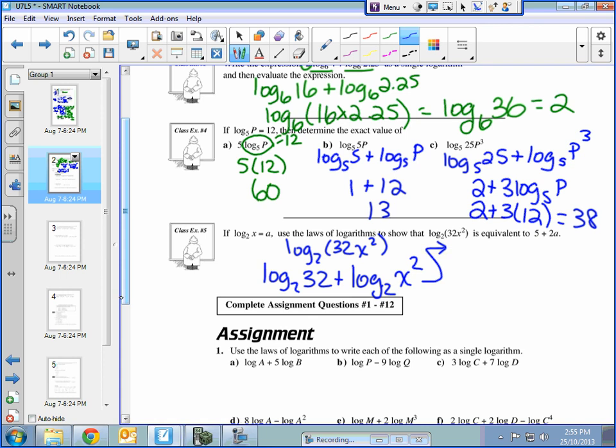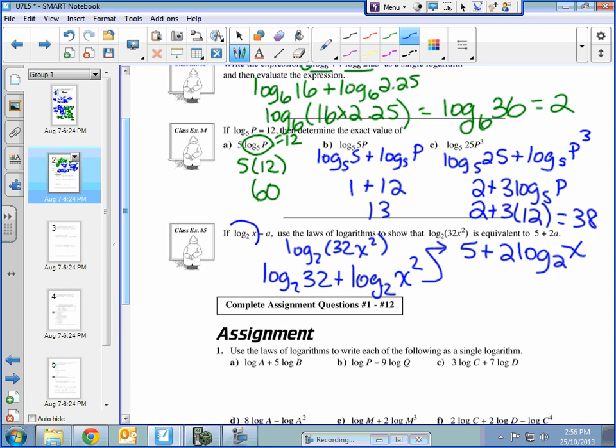Log of 32 base 2, what is that going to be? 2 to the exponent of what equals 32? 5. Okay, now I have an exponent in my argument. What should I do? Put the 2 in front. So now I have 5 plus 2 log of x base 2. I can't simplify anything else from here.